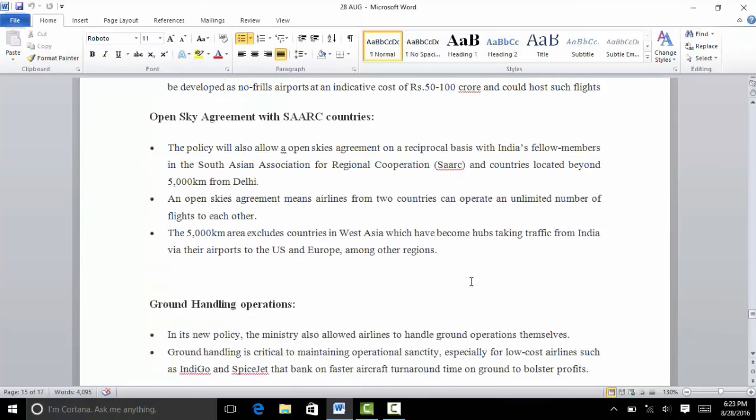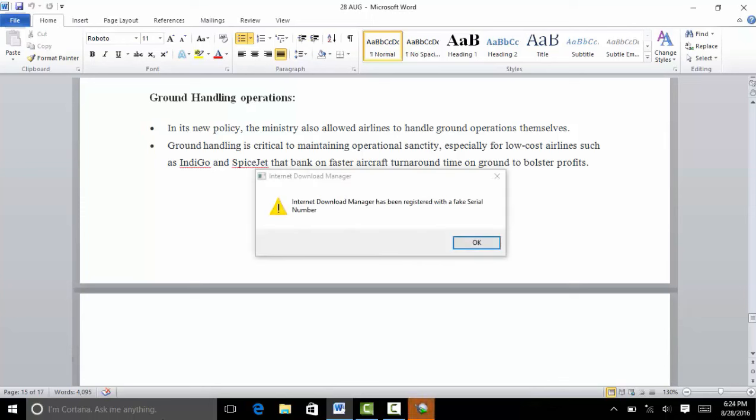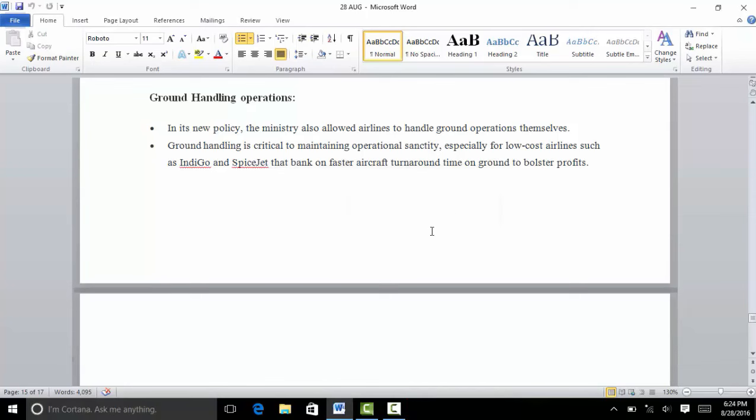And now ground handling operations can be handled by the airlines themselves. Earlier there was a mandate that it should be given to a separate company through tenders, etc. Now the airlines themselves can handle ground handling. The good thing is that it will be seamlessly coordinated because it's the same company that does it. The turnaround time, that is the time between arrival and the next flight, when the same aircraft goes back to another place, can be consistently reduced because of the seamless integration of ground staff and aircraft. So now IndiGo and SpiceJet and the likes can do ground handling on their own. So these are the major points.